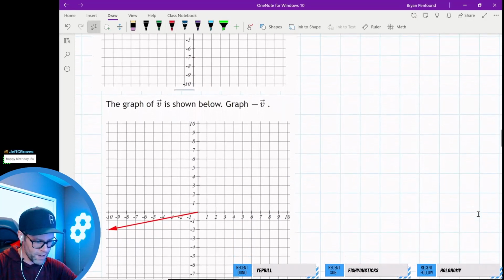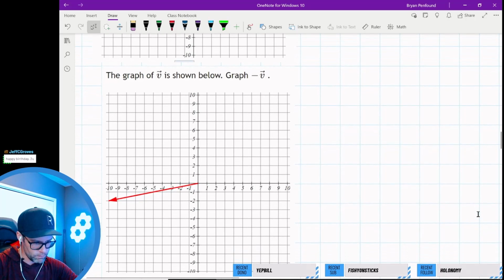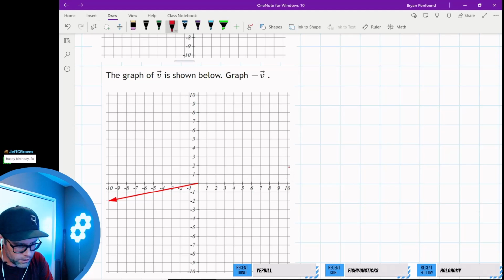The graph of v is shown. Graph negative v. So this is negative 10 and negative 2, so we need to go 10 and 2. 10 and 2.